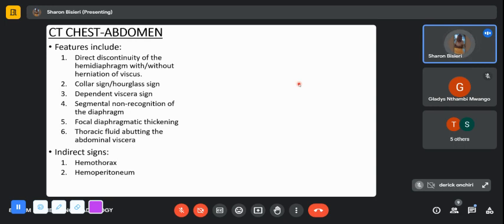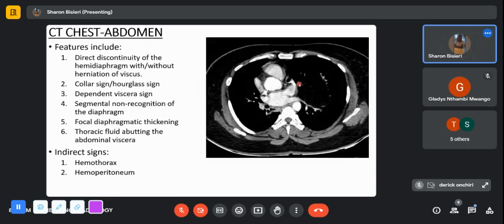Chest and abdomen, and then we might also be able to pick segmental non-recognition of the diaphragm when it's ruptured. We'll also be able to see focal thickening of the diaphragm adjacent to the area that's ruptured. You can also pick thoracic fluids abutting the abdominal viscera and other indirect signs like a hemothorax and a hemoperitoneum, which are not so specific.